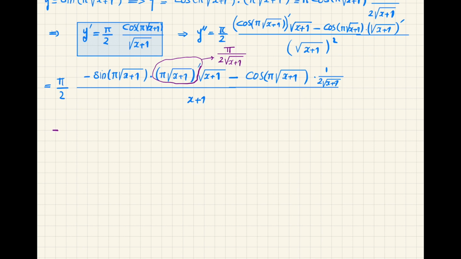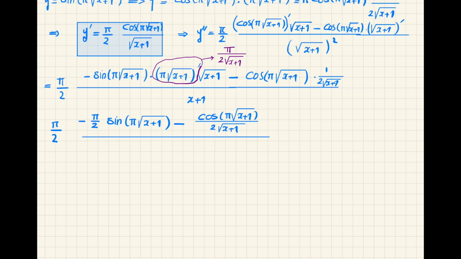So I have that pi over 2, then I will have minus pi over 2 as I mentioned earlier, then I have sine of pi square root of x plus 1, then I go to this one. This one is exactly the same, so I can just write it as minus cosine. If I want to write it more compactly, I write it as one single fraction whose numerator is this and whose denominator is 2 square root of x plus 1, and the whole expression is actually divided by x plus 1.